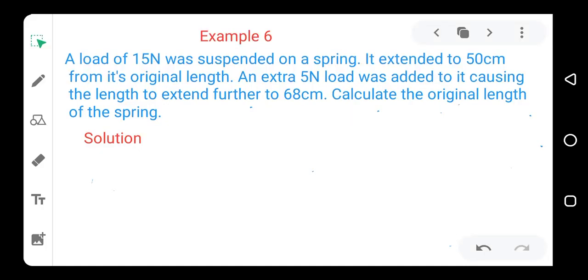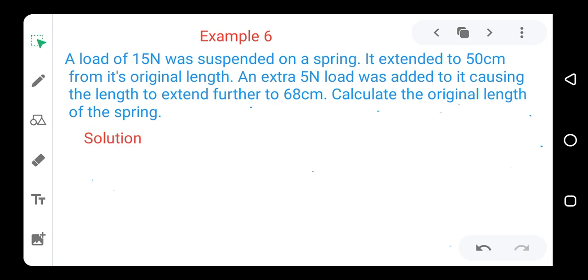In this lesson, we want to look at the quiz we have on elasticity. So we are going to solve the quiz, and it's going to be an extension of our discussion on elasticity.